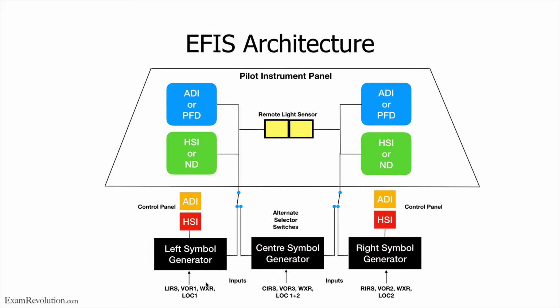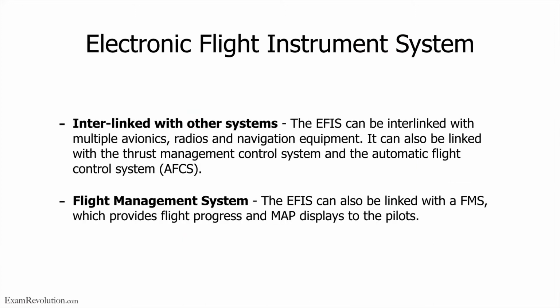So guys, this is how it works. The information comes from your instruments like airspeed and all of that. That goes into a symbol generator, and from there it gets sent to your screens, right? If you know that, then you already know a lot, right? You need to understand the overview and the architecture of the EFIS system.